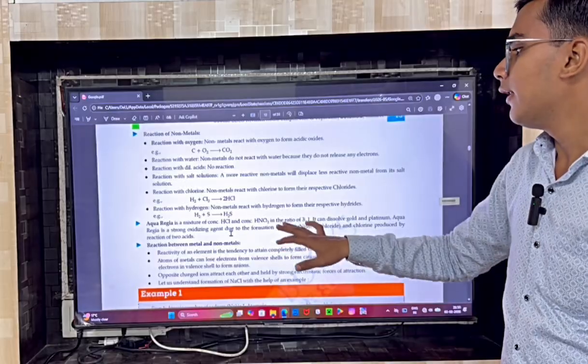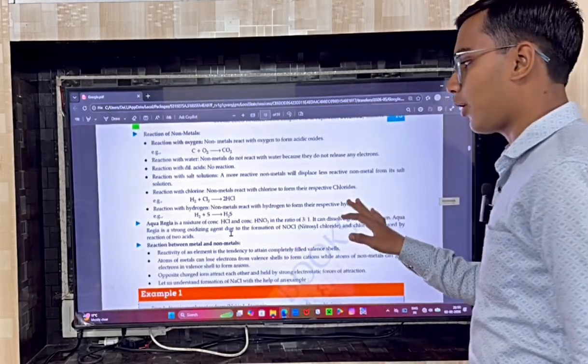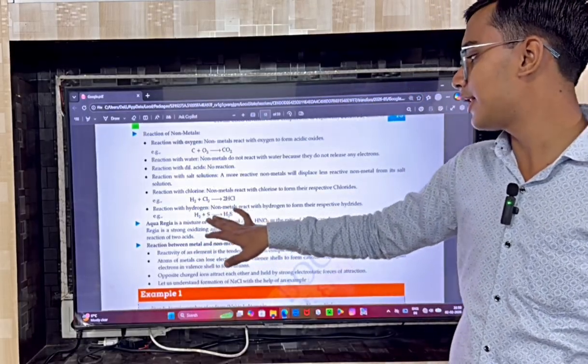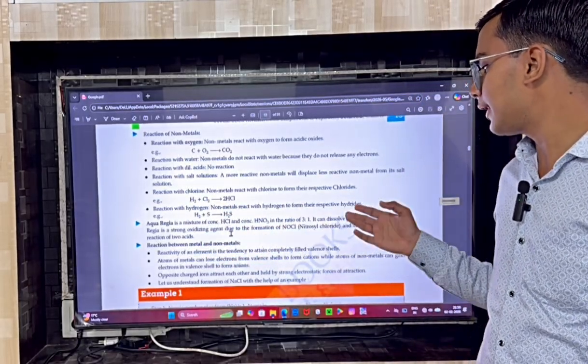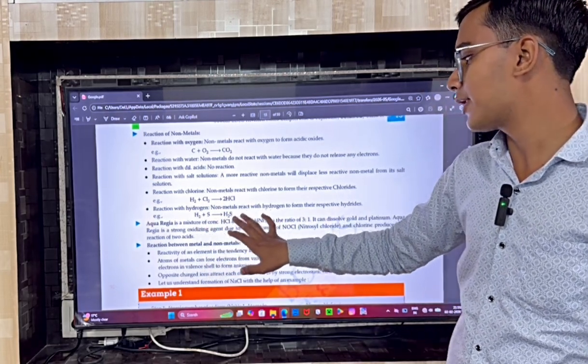Reaction with chlorine: when non-metals react with chlorine, they form respective chlorides. When non-metals react with hydrogen, they form respective hydrides. Hydrogen with sulfur forms hydrogen sulfide.